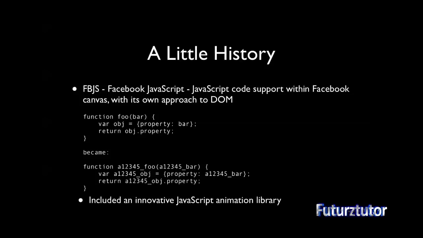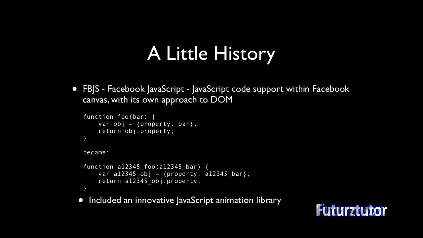FBJS was a Facebook-owned JavaScript. FBJS provided JavaScript code support within Facebook and allowed the developer to provide JavaScript functionality within an application. As Facebook had their own approach to the document object model, they would wrap JavaScript, prefixing application-specific strings of numbers to the beginning of functions and variable names. This often made JavaScript a little bit difficult to read when debugging within Facebook apps, and there were some limitations in the JavaScript support provided by Facebook at this time.